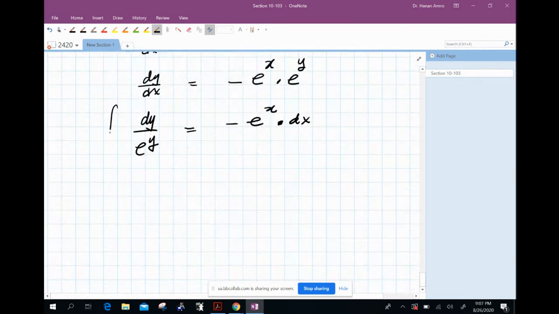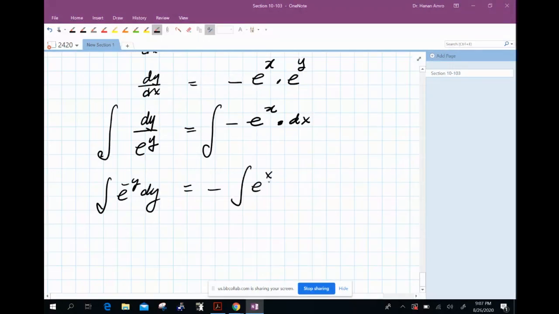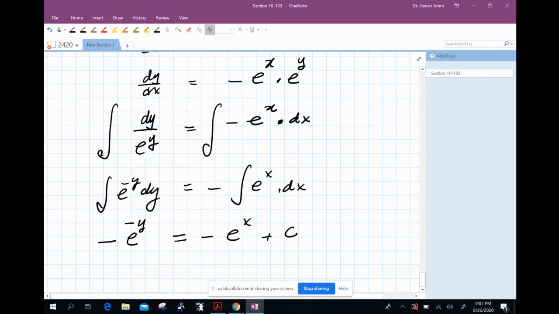The minute we separate them, we go ahead and integrate. Keep in mind the dy and the dx always have to be in the numerator. So I'm going to write this as e to the negative y dy equals negative e to the x dx. What's the integration of e to the negative y? It's e to the negative y, but since it's negative, you put the negative in the front, which equals negative e to the x plus c.